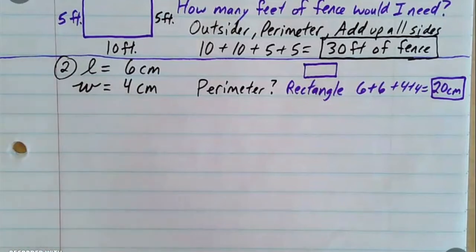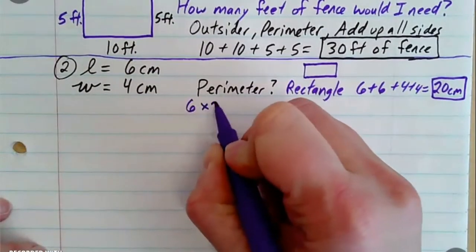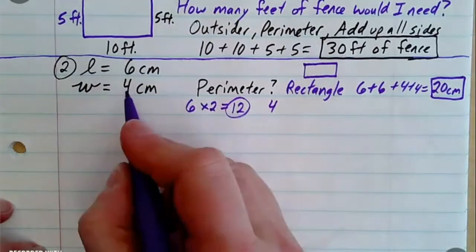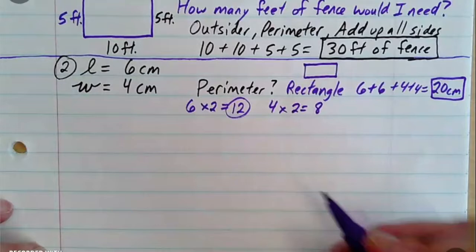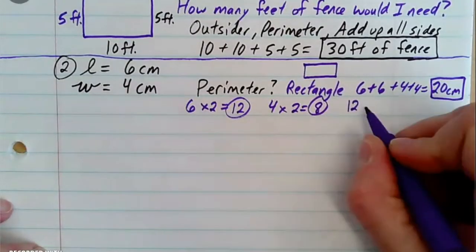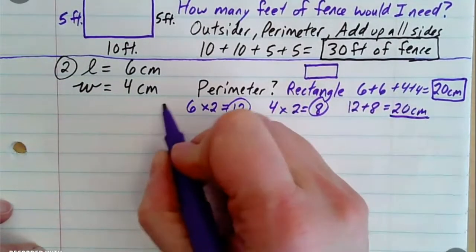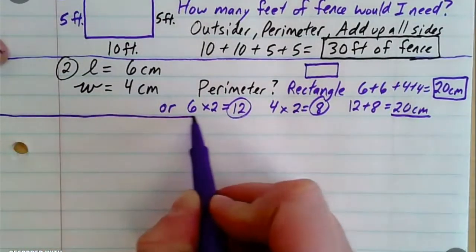Another way to think about that, some people know that I have 2 6s, so they would take 6 times 2, which equals 12. And then they would take, since I'm going to have 2 4s, 2 widths, 4 times 2, which is 8, and then just add their 12 and their 8 together, you can still get 20 centimeters. So you could solve it either way for that one. We're going to trace this blue line. We're going to do another example.